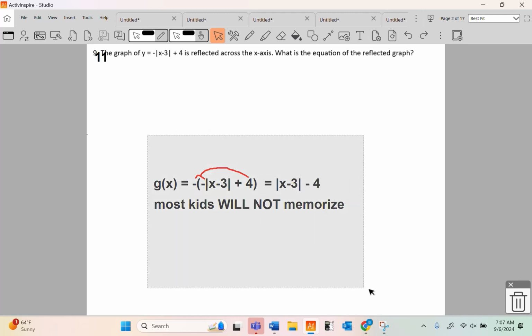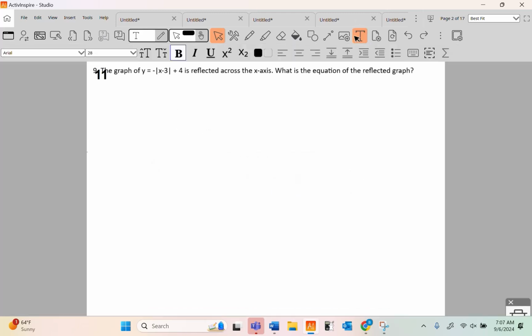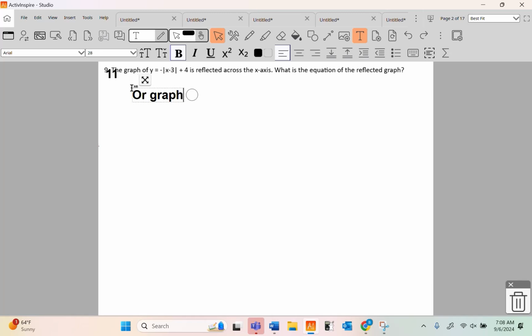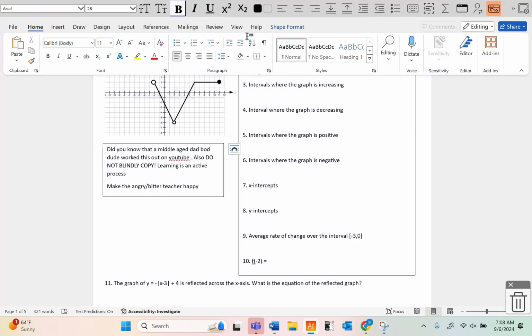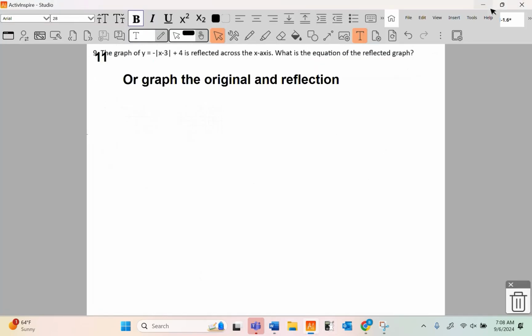So the other big way of doing this is to simply graph. Or graph the original and the reflection. And if you can do that, you'd understand why the rule works the way it does. So if I graph the original, oops, wrong button. Maybe I'll get started here in a second. There we go. I graph the original.